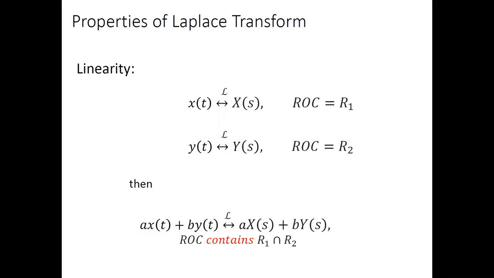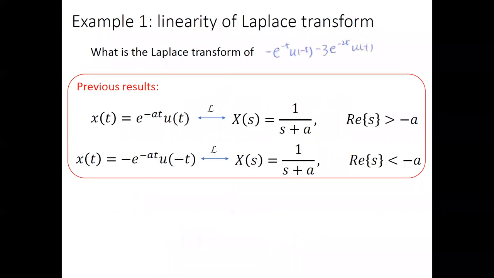Then the linearity property tells us that if we have a new time domain signal, a x(t) plus b y(t), then the Laplace transform of this new signal is a X plus b Y. As for the region of convergence of this new Laplace transform, we didn't determine it here, but one thing we can say for sure is that the region of convergence contains R1 intersecting R2. So the ROC can be exactly R1 intersecting R2, or it might be a set that is larger and contains R1 intersecting R2 as a strict subset. Both cases are possible. Let's show this with examples.